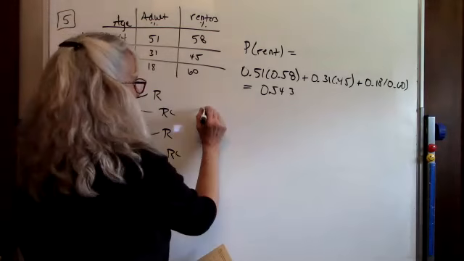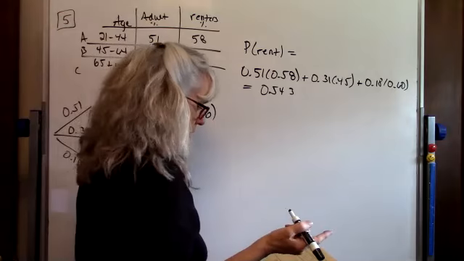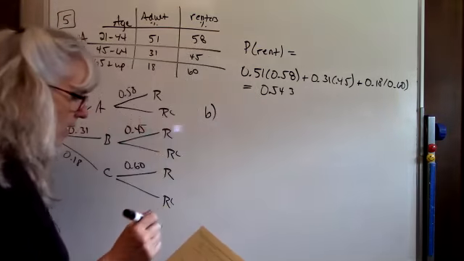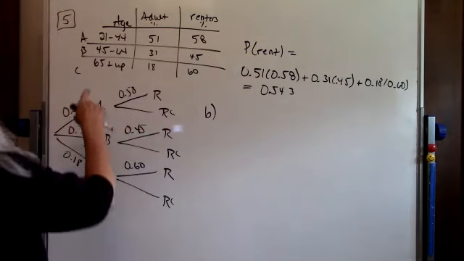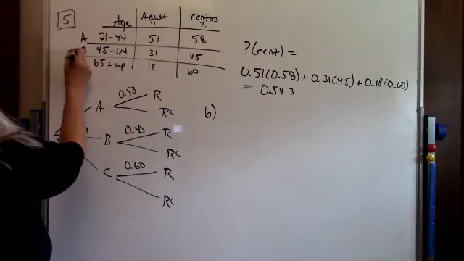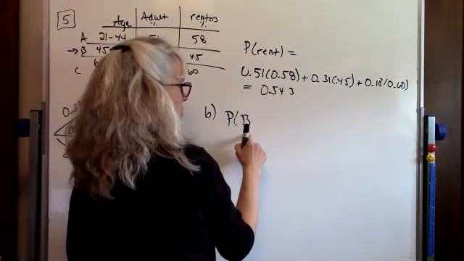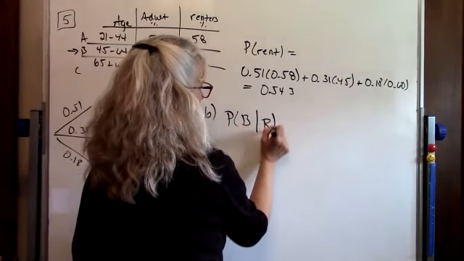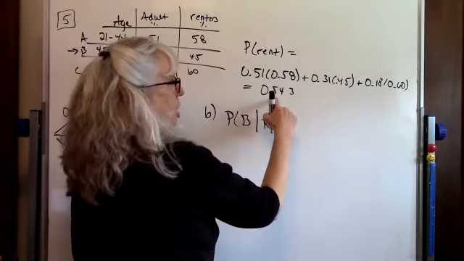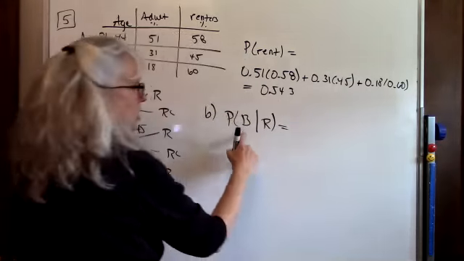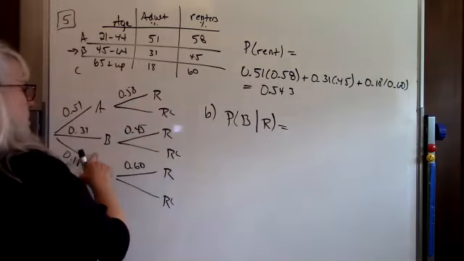Okay, part B, you must know if a renter is selected at random, what's the probability that they're 45 to 64 years old? So that's B. That's what I call bracket B. So we're looking for the probability that you're in age group B, given that you rent. So notice the renting is our denominator. We need the branching that starts at B and ends at R. Starts at B, ends at R.